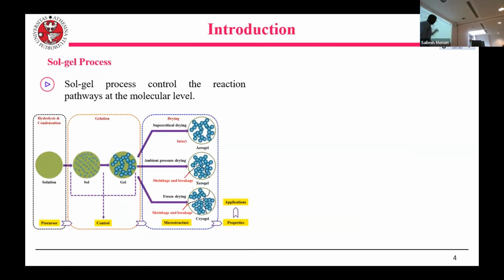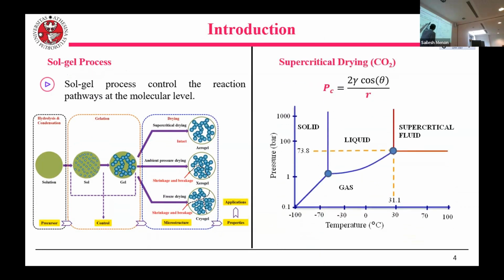Therefore, for the synthesis, I am using the sol-gel process followed by supercritical drying. Normally we have different types of drying: freeze drying, ambient pressure drying, or supercritical drying. We choose this one because we want a monolithic, crack-free sample for our thermal conductivity measurement. If we follow this, we are able to get a very porous material that is also crack-free.